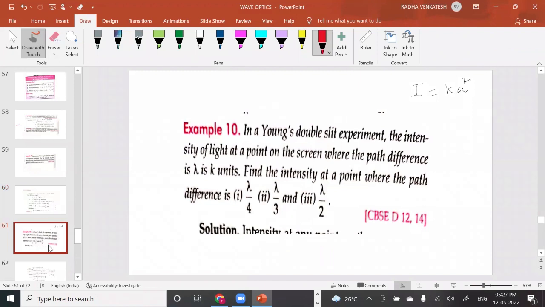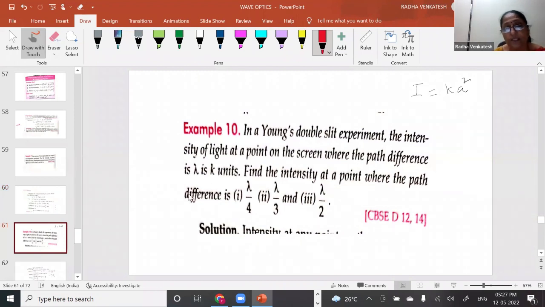Is that fine? And this is the one which I wanted you to really see. It says in a Young's double slit experiment, this is your textbook question, very much your textbook question, but a very important CBSE board question. The intensity of light at a point on the screen where the path difference is lambda is k units. Find the intensity at the point where the path difference is lambda by 4, lambda by 3, lambda by 2. So if the path difference is given, what can you find?